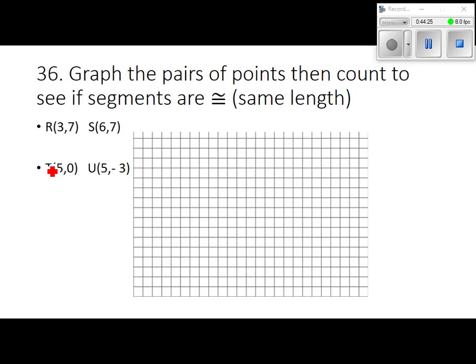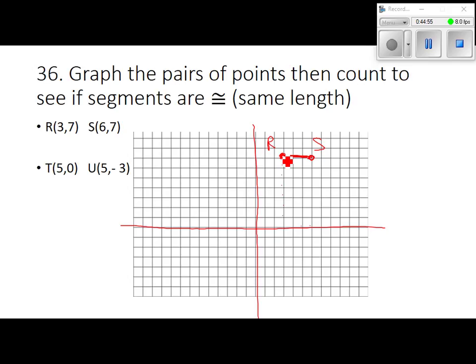36, graph the pairs of points, then count to see if the segments are congruent to each other. So I gave you a point if you graphed them. We got 3, 7. 1, 2, 3, 1, 2, 3, 4, 5, 6, 7. That's R. Then we got 6, 7. 4, 5, 6, and up 7. That's S. So we're looking at that segment.